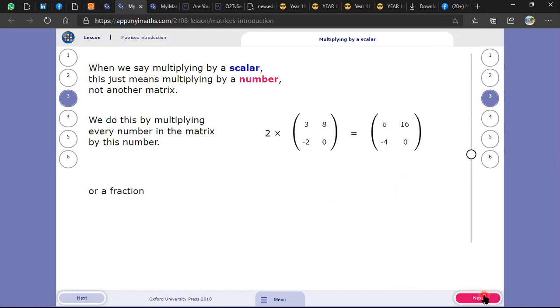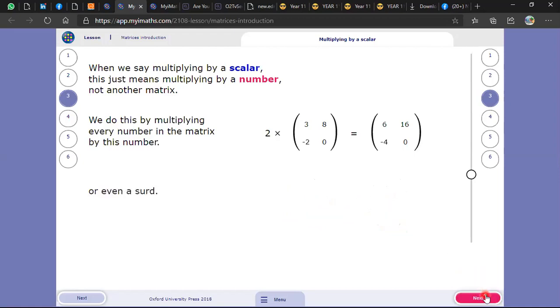Also, that scalar can also be a fraction. The matrix I have here, I want to multiply by the fraction half. So half of 12 is going to give us 6. Half of minus 8 is going to give us minus 4. Half of 3 is going to give us 1.5.